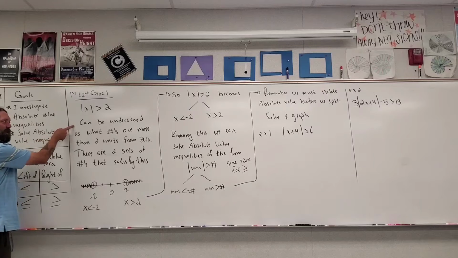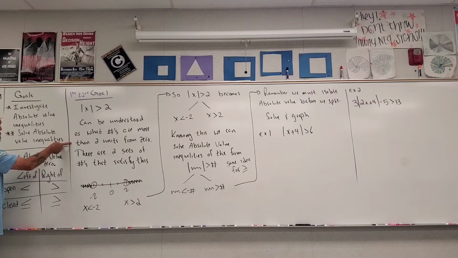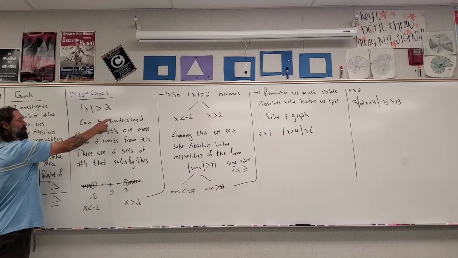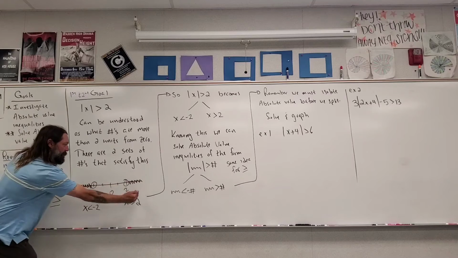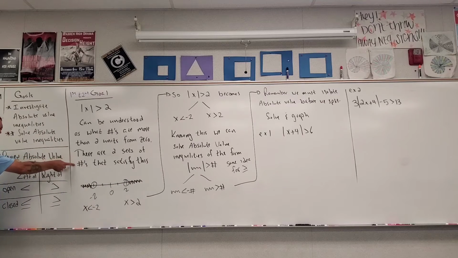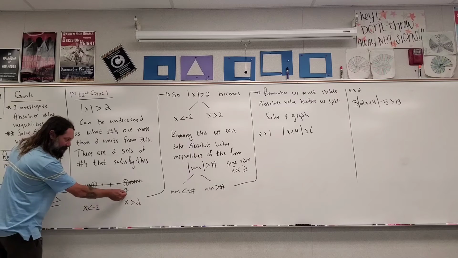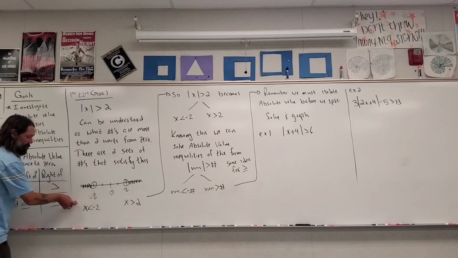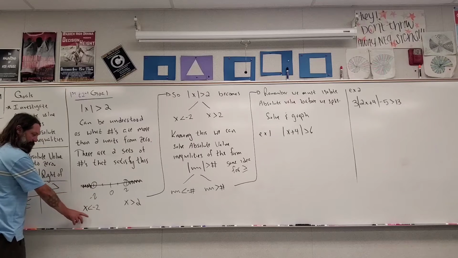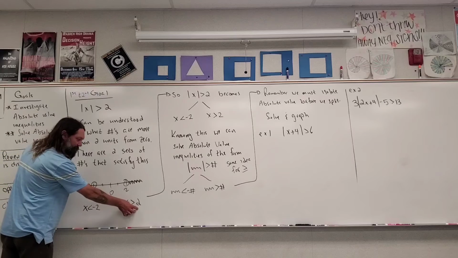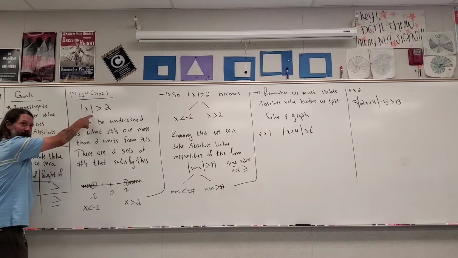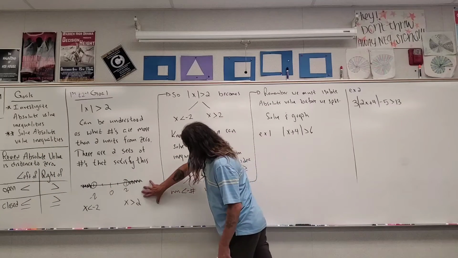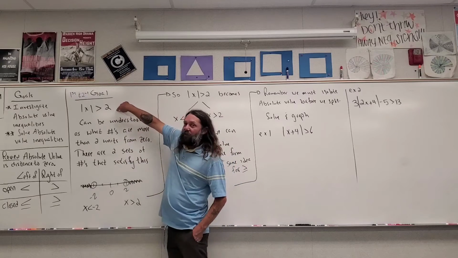And this can be understood as what numbers are more than 2 units from 0. Remember, absolute value means how far from 0. So we're interested in numbers that are more than 2 units away from 0. Or, you see that they're on the right further than 2. But there are two sets of numbers that satisfy this. I have numbers that are on the right of 0 that are more than 2 units away. And I have numbers on the left of 0 that are more than 2 units away. So I have numbers that are left of -2 and numbers that are right of 2 that satisfy that absolute value inequality.